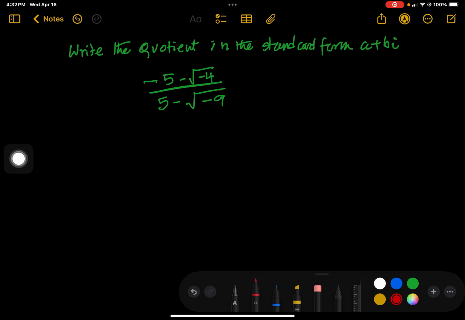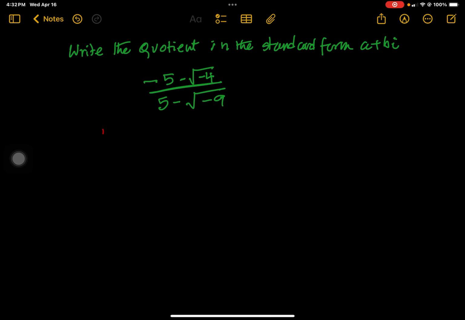Write the quotient in the standard form a plus bi. Okay, i is the imaginary number. So actually i is equal to the square root of minus 1. So let's simplify the given expression.